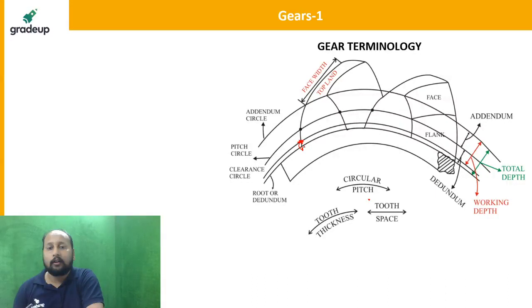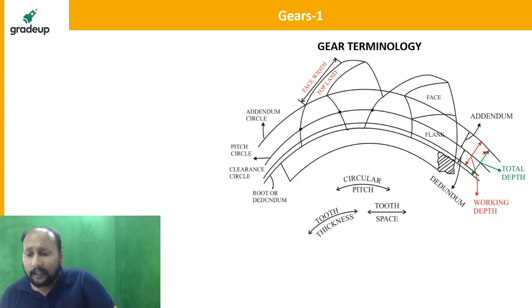And if I talk about this distance, the distance between the addendum circle and the dedendum circle is known as total depth, and the distance between the addendum circle and the clearance circle is known as working depth. So thickness plus space is pitch. Is that right? No, it's wrong, Babu Rao.